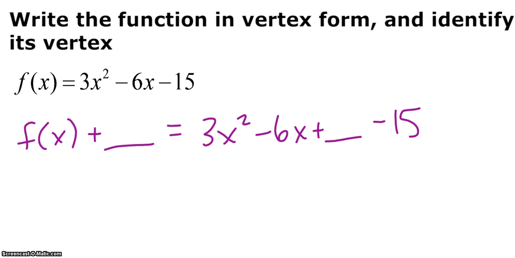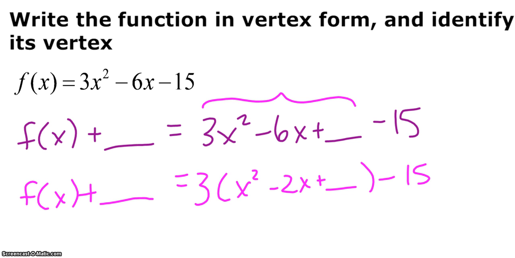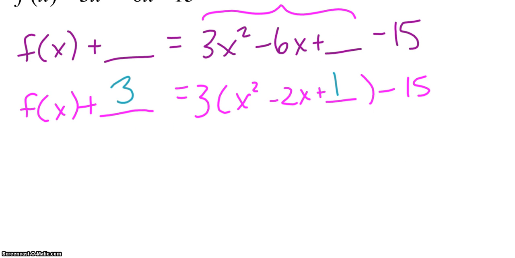All right, what's going on here is there's a number other than 1 in front of the x squared, so we got to factor that out. 3 times x squared minus 2x plus blank, minus 15. I'm only worried about this trinomial, okay? So the number that goes here is going to be negative 2 divided by 2 is negative 1, so we're going to put a 1 there, and then 1 times 3 is 3. Don't forget that because I have a 3 in front of the parentheses, 3 times 1 is 3.